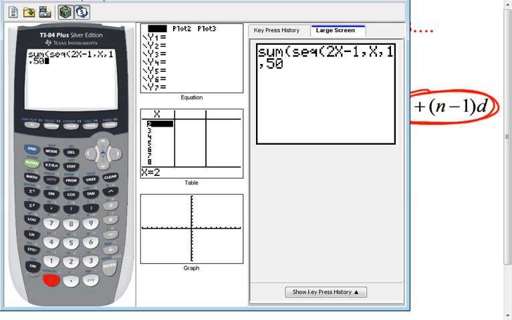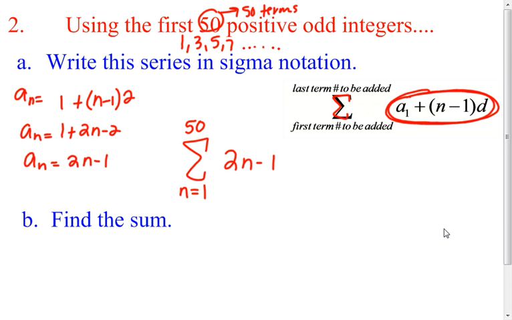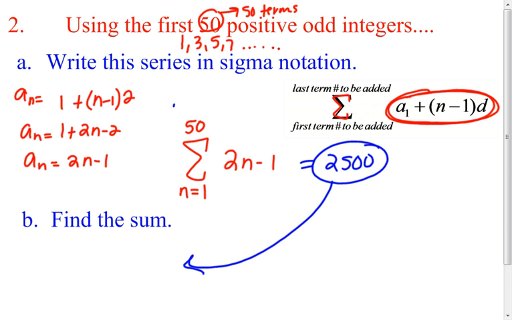Okay, so comma 1, comma 50, close, close, hit enter, and I should get 2,500 when I add up the first 50 terms of that sequence. So 2,500. And that's actually the answer that it goes right here. This is the answer for part A, and the 2,500 is the answer for part B.